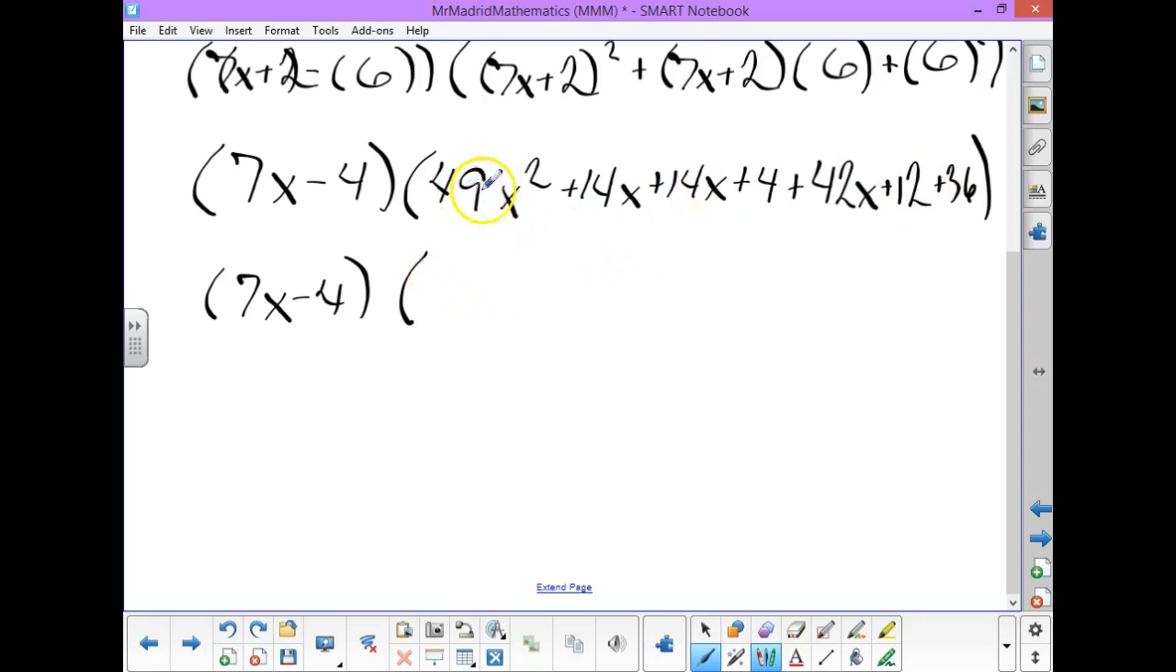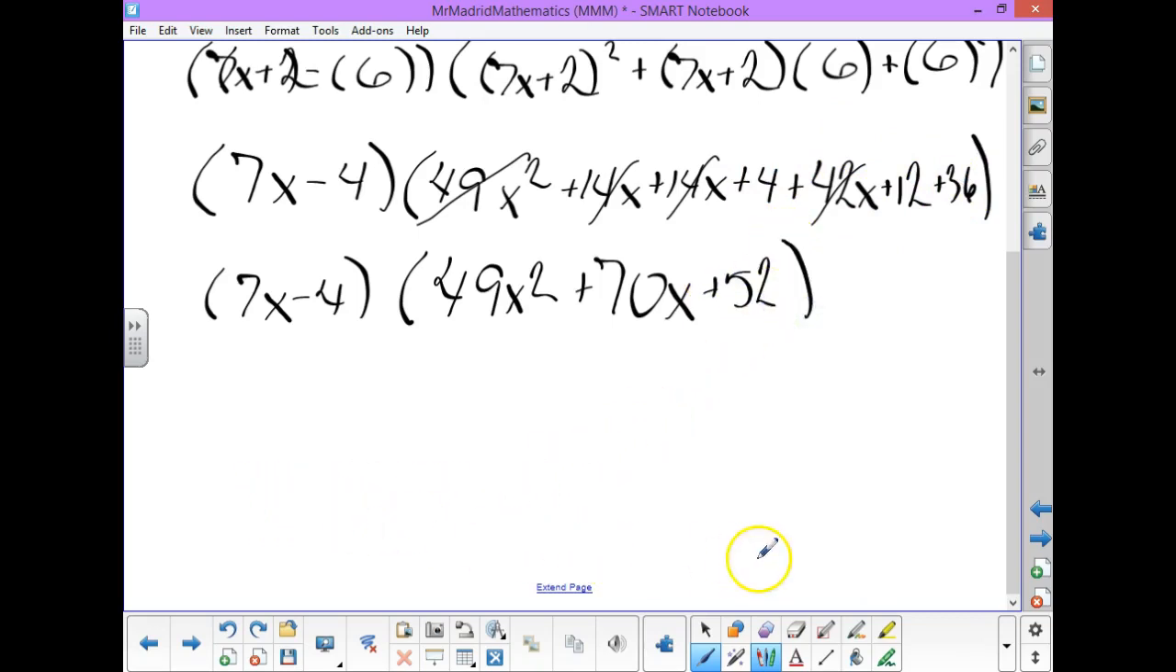So I've got the only one with an x squared is him. Who else has an x? 1, 2, and 3. Okay, so that's going to be what? 28 and 42 is 70x. Got him, got him, got him. And these values have no x variable, at least not visibly. So we got 4 and 36 is 40, with a 12 is 52.